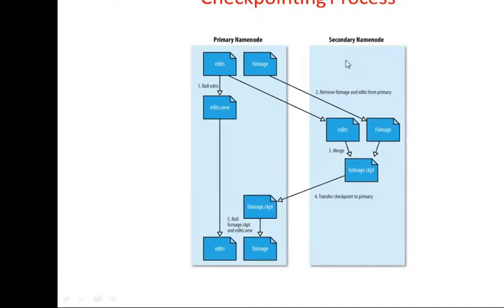So there are two purposes: first, merge both of these and create a new version of the FS image file, and second, maintain the backup on its own server, so in case of failure we can always look back and get it from the secondary name node. That's the purpose of having a secondary name node.